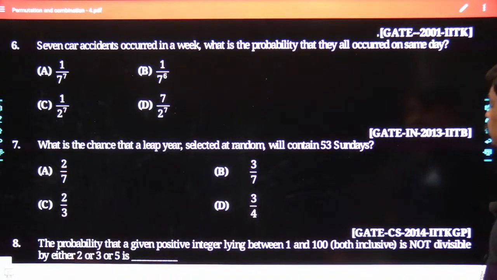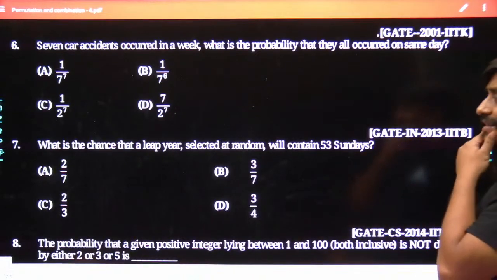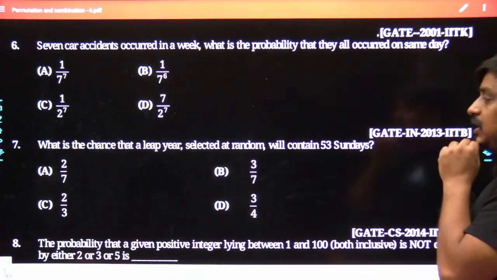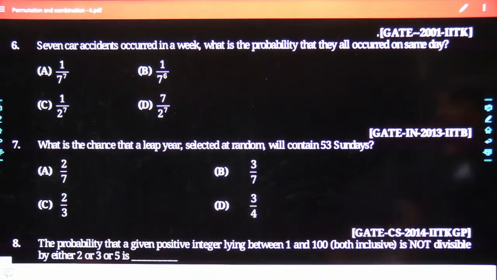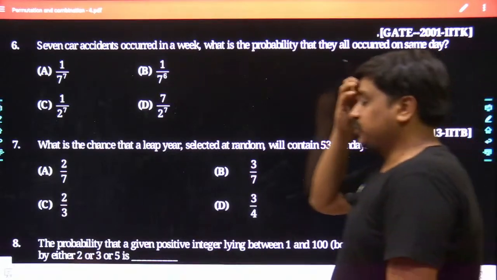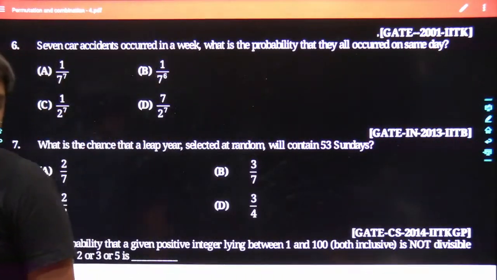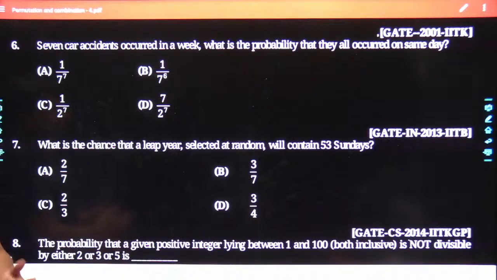The problem appeared in GATE instrumentation in the year 2013. The problem was framed by IIT Bombay. What does the problem state? What is the chance that a leap year selected at random will contain 53 Sundays? The options given were: option A was 2 divided by 7, option B was 3 divided by 7, option C was 2 divided by 3, and option D was 3 divided by 4.